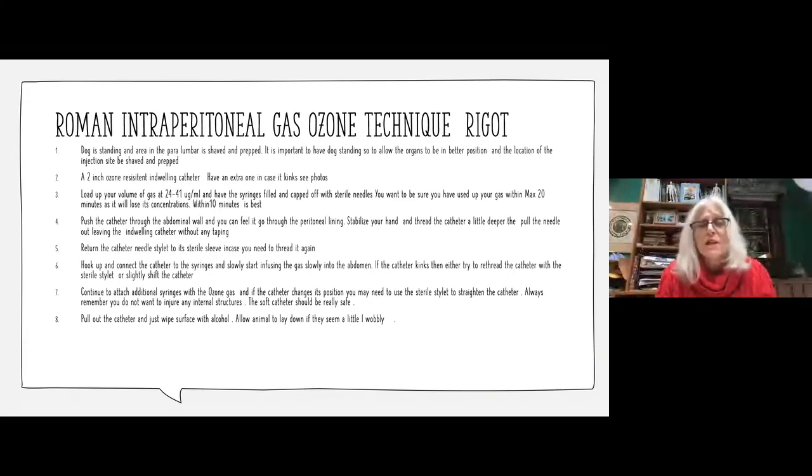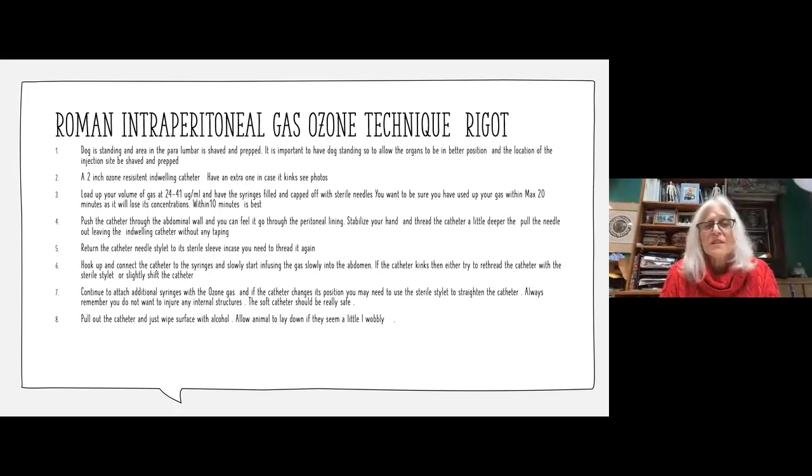And I'm just going to go through it, and then I'm going to show you what it is. So we have the dog standing in the paralumbar area. So there's no anesthesia, and you want to have that dog standing up and shave that area when it's standing, because if you shave it prior, you think where it is, when they stand up, everything shifts.